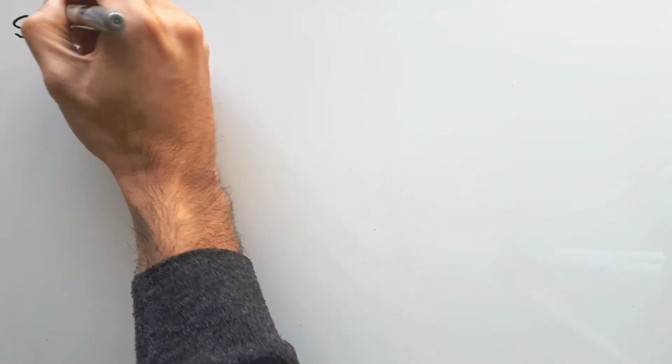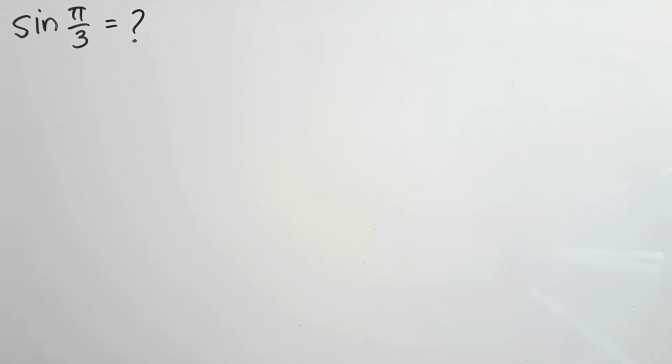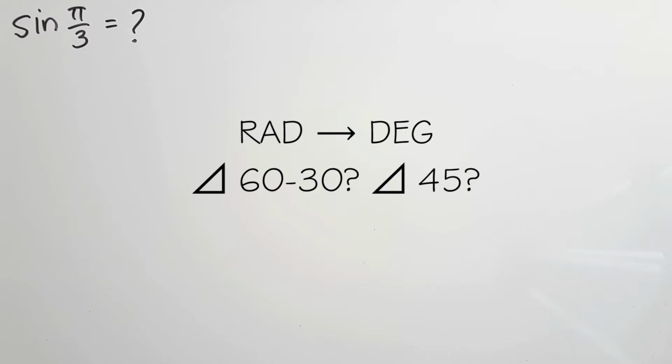First up, we have sine pi on 3. Since most of us learned degrees before radians, we're better off converting the angle to degrees first, selecting the correct special triangle, then using SOHCAHTOA to solve it.